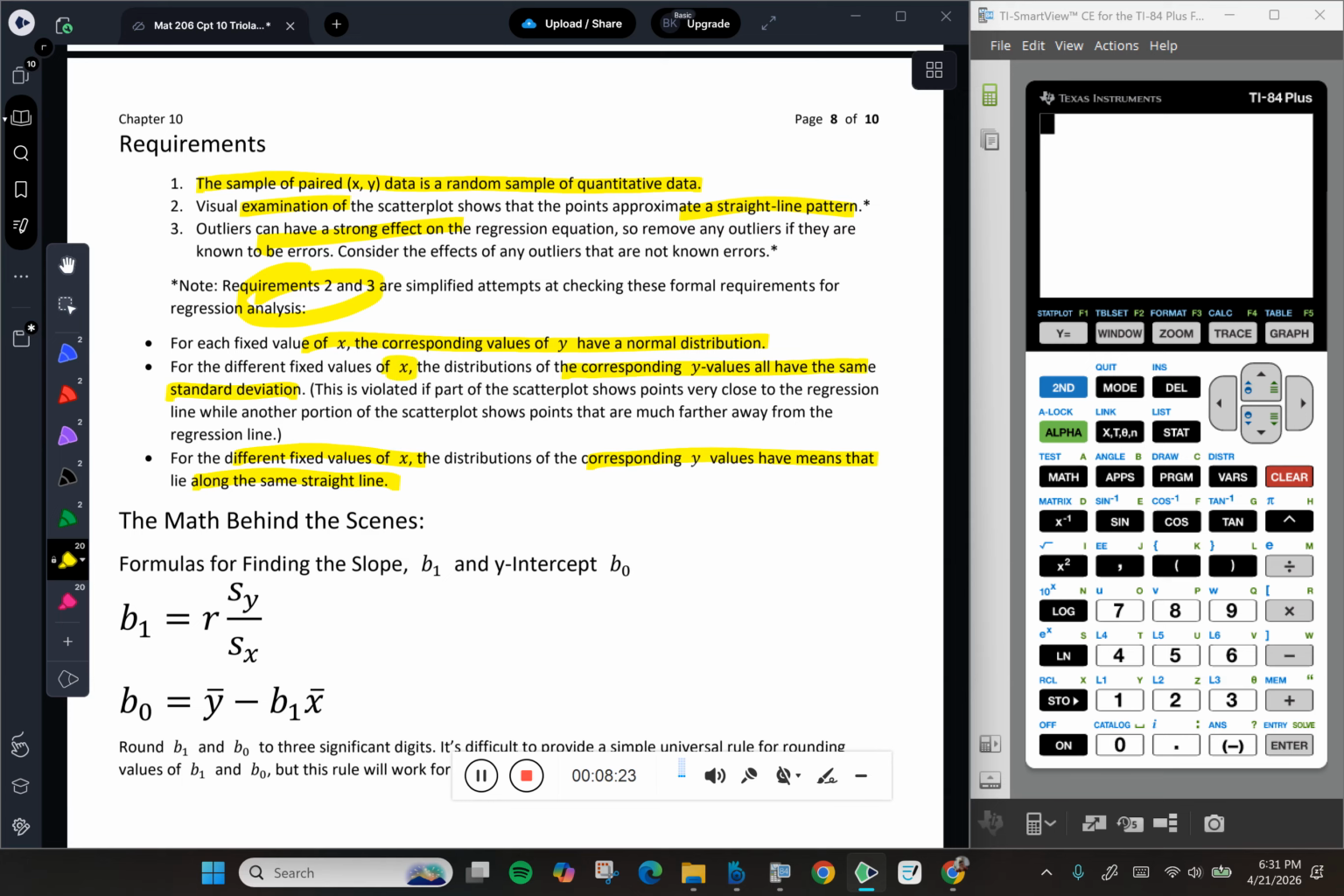Okay? Now, we're never going to worry about this at this level. That's a much higher level stats thing. For us, we're worried about this up here. We're worried about, is our data random? Does it look like we should be using a line?